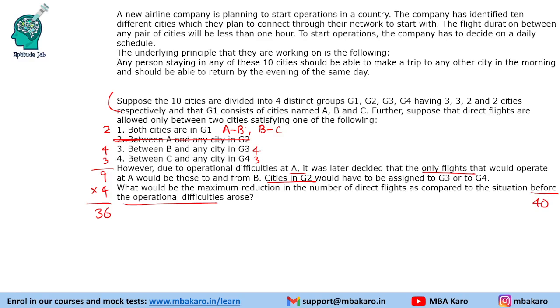Okay. Now we have 36 flights. Before the difficulties, there were 40 flights. Now we have just 36 flights. So the reduction is of 4 flights. So the answer is 4 flights. So this was the solution to the set and the answers to the questions.